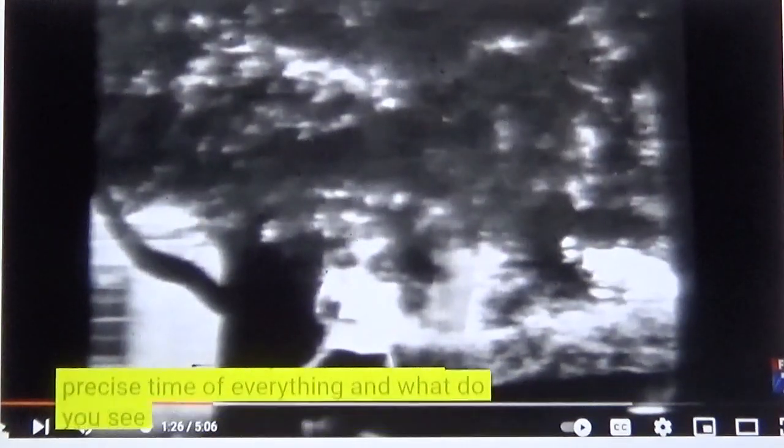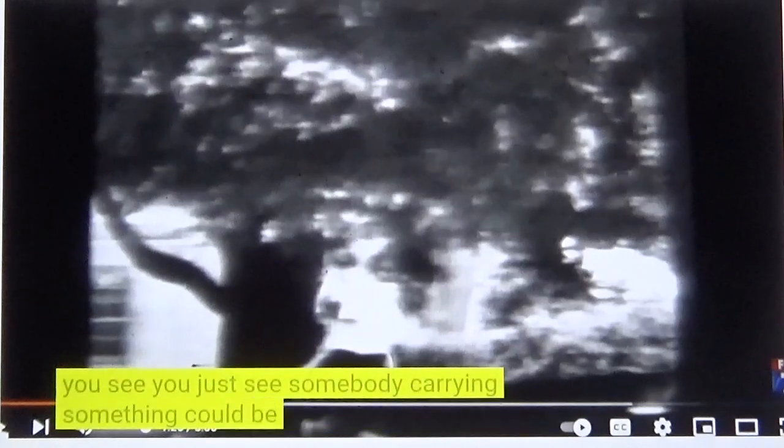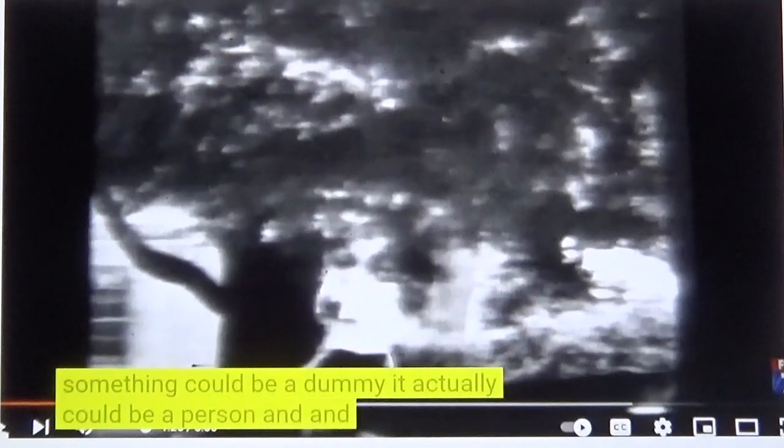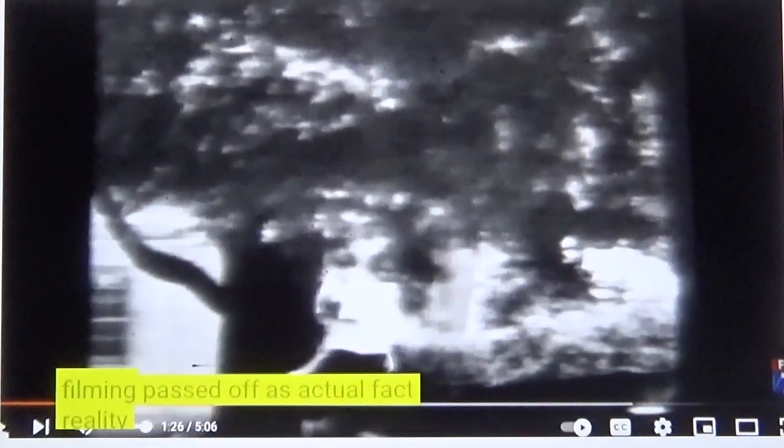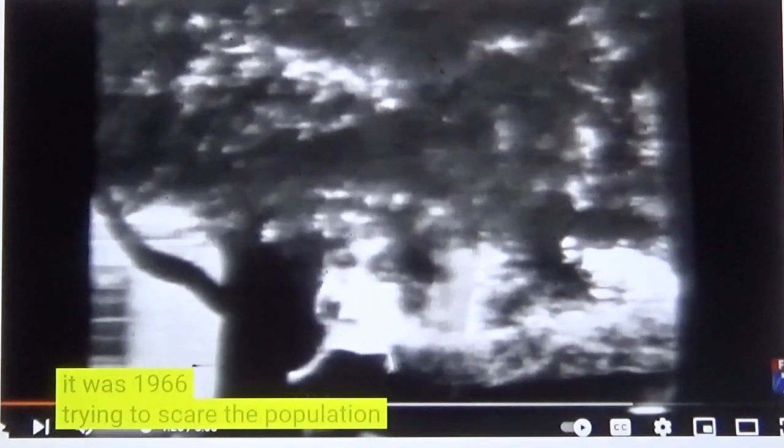Notice how they know the precise time of everything. And what do you see? You just see somebody carrying something. It could be a dummy. It actually could be a person. And there's nothing going on except filming. This is your early disaster drama filming passed off as actual fact reality. That's all it is. It was 1966. Trying to scare the population, especially college students.